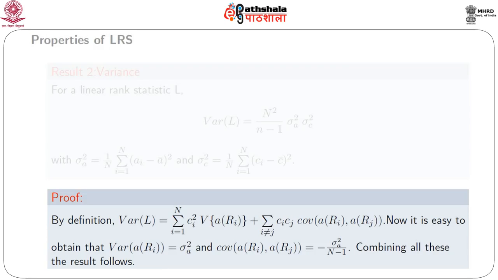Now, after a messy algebra, we can obtain that variance of A_Ri is nothing but sigma square A and covariance between A_Ri and A_Rj is minus sigma square A divided by n minus 1. Combining all these, we can get the result, that is the expression as defined above.